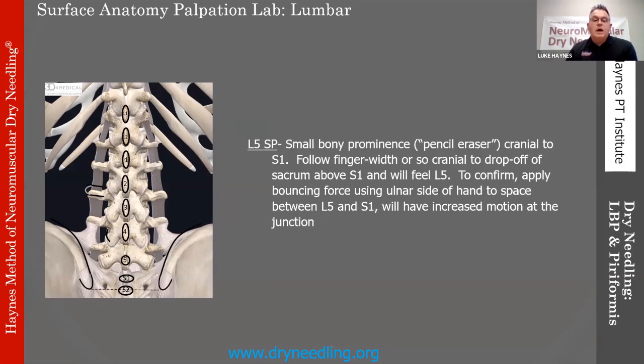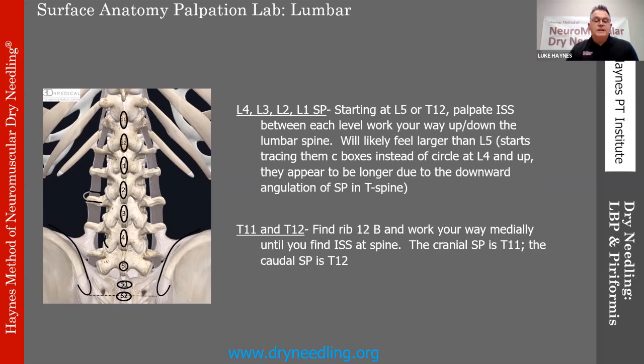And as we move further, the spinous process of L5 will be a bony prominence. It feels almost like a pencil eraser, just cranial to S1. You can confirm L5 by applying a bouncing or a springing force using the ulnar side of the hand to the space between L5 and S1, and you'll notice an increased amount of motion at that junction, especially at L5. We move on to L4. L4 sits at the level of the iliac crest, and then you can follow the spinous processes cranially to identify L3, L2, and L1 and above into the thoracic spine.